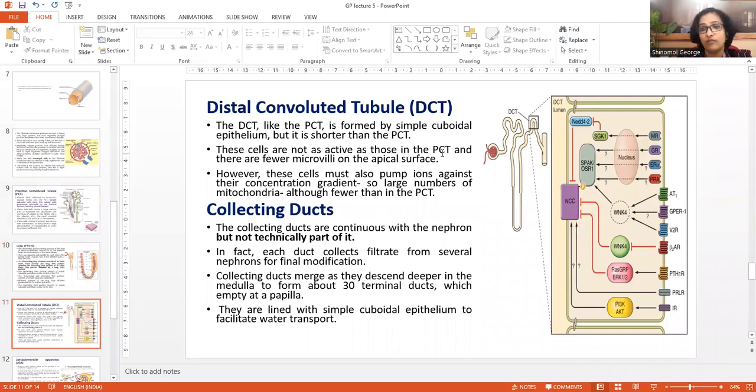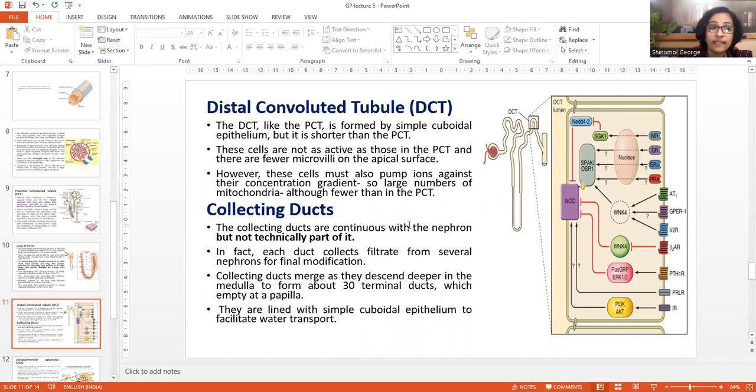Now let's look at the distal convoluted tubule. This is the distal convoluted tubule. Like the proximal convoluted tubule, it is formed by simple cuboidal epithelium, but it is shorter than the proximal convoluted tubule. You can see how short it is. These cells are not as active as those in the proximal convoluted tubule, and there are fewer microvilli on the epithelial surface. However, these cells must also pump ions against the concentration gradient. Large numbers of mitochondria, also fewer than in the proximal convoluted tubule, are present.